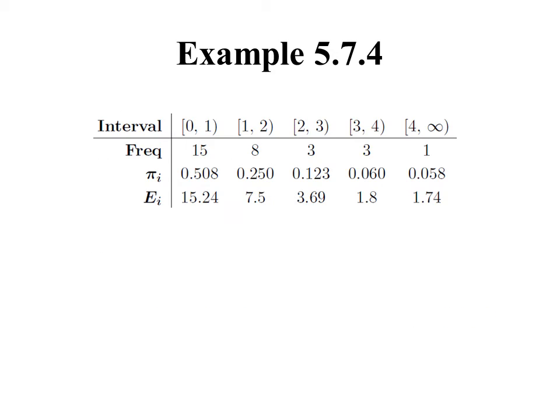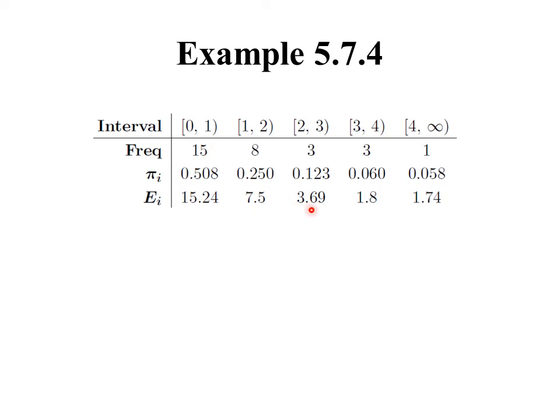So we can calculate other values of pi in the same way. So this value right here, we integrate the density function from 1 to 2. This one we integrate from 2 to 3, integrate from 3 to 4, and then this one we integrate from 4 to infinity. So these are all the claimed values of those probabilities. Now, to get the expected values, we simply take our claimed probabilities times the total number of data values, which is 30. So here's the expected values. Here's our actual observed values.